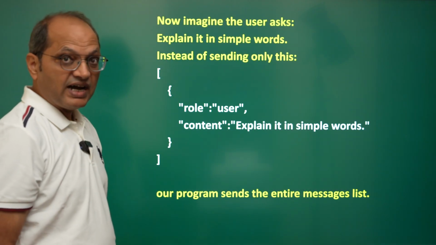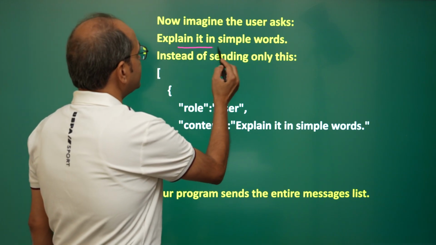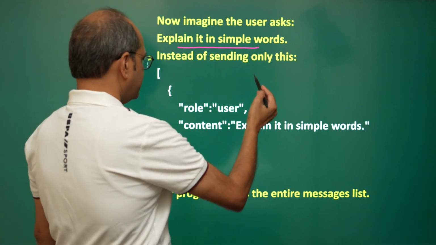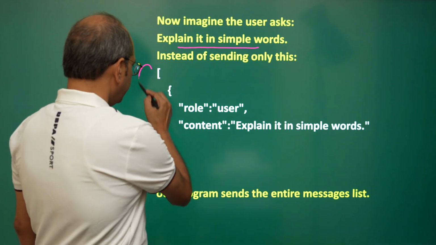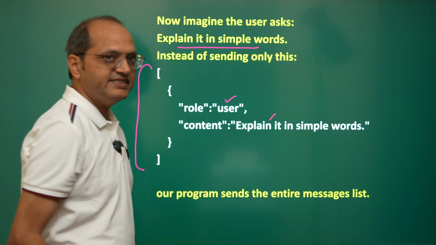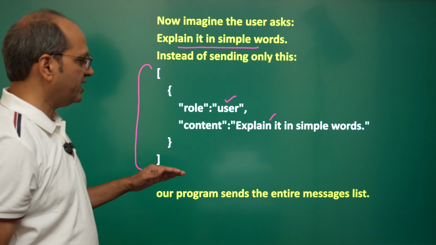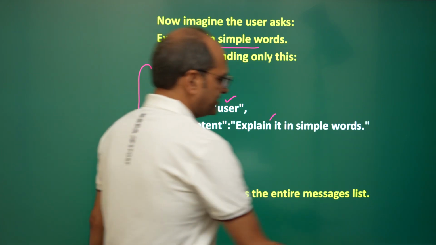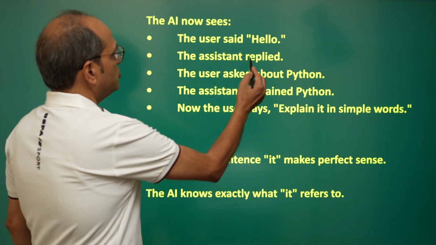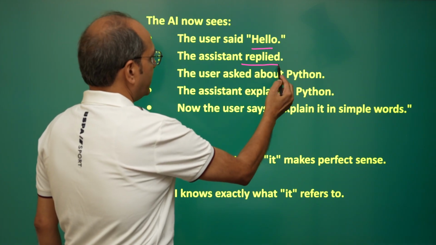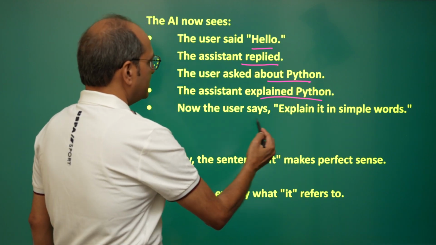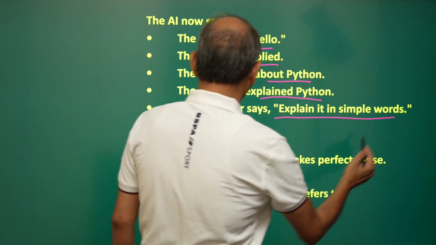Now imagine the user asks, explain it in simple words. Earlier we were sending only this: the user was sending only, explain it in simple words. Now our program sends the entire message list. So the AI now sees the user said hello, the assistant replied, the user asked about Python, the assistant explained Python. Now the user says explain it in simple words.